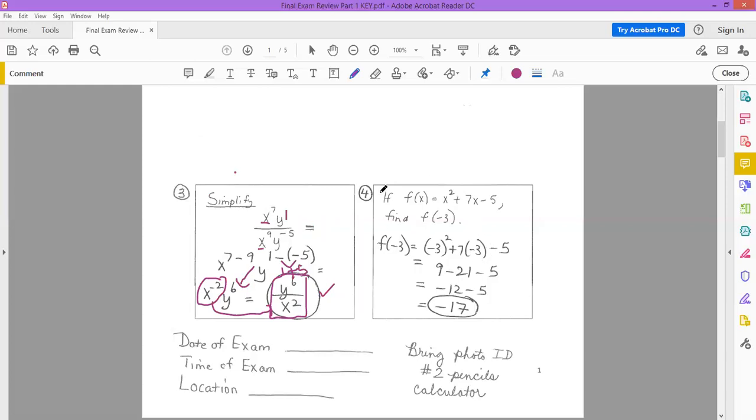Now, example 4. If we have this function f of x, we want to find f of negative 3. So everywhere x is, we're going to substitute negative 3. That leaves us with negative 3 raised to the second power plus 7 times negative 3 minus 5. Negative 3 squared gives us 9. 7 times negative 3 gives us negative 21, minus the 5. So left to right, 9 minus 21 we get negative 12, minus the 5 gives us negative 17.